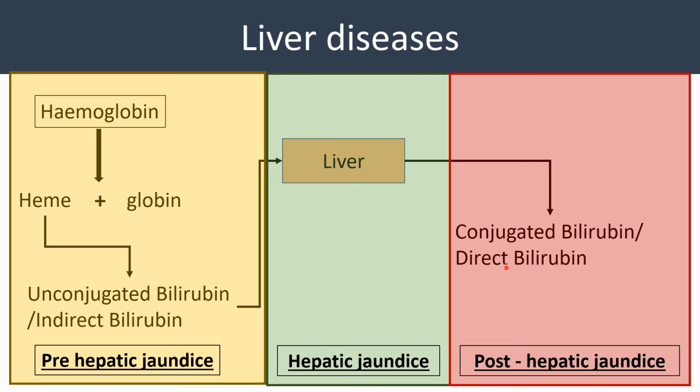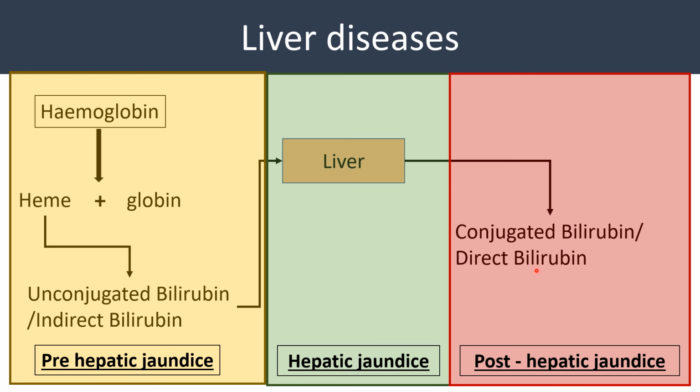The third type is hepatic jaundice. In hepatic jaundice, both unconjugated bilirubin and conjugated bilirubin will be elevated. So we have three types of jaundice: prehepatic, hepatic, and posthepatic jaundice. In prehepatic jaundice, which type of bilirubin will be elevated? Unconjugated bilirubin. In hepatic jaundice, both unconjugated and conjugated bilirubin will be elevated. In posthepatic jaundice, conjugated bilirubin will be elevated. So these are the three types of jaundice.